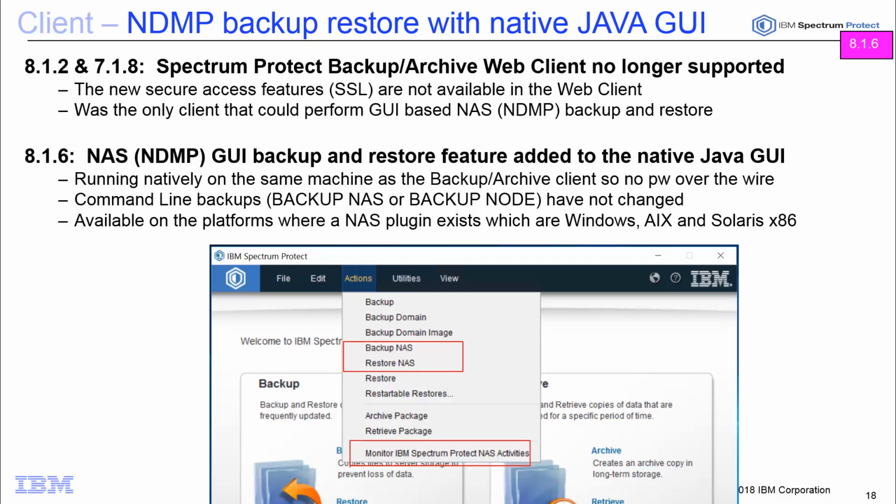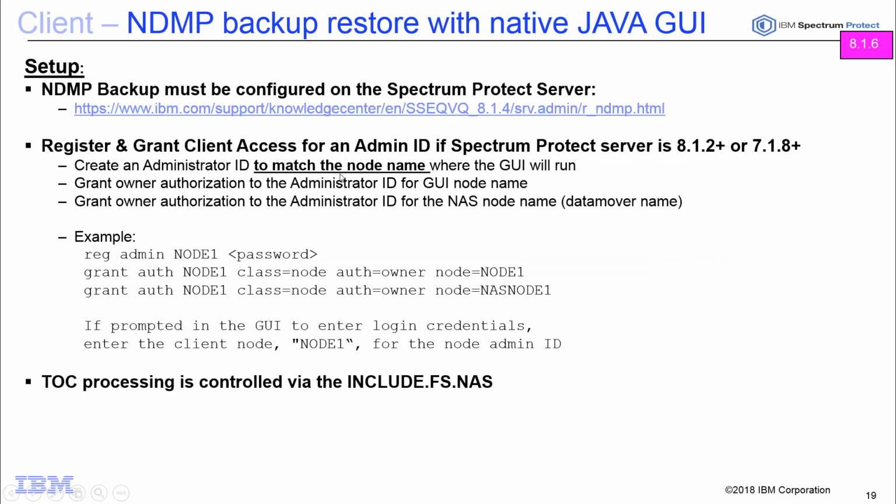So this will run natively on the same machines as the backup archive client, and the command line backups, like backup NAS or backup node, none of that's changed underneath the covers. All that's changed is that you can now do that from this native Java GUI. And so this native Java GUI is available on all the platforms where a NAS plugin exists, which are Windows, AIX, and Solaris x86.